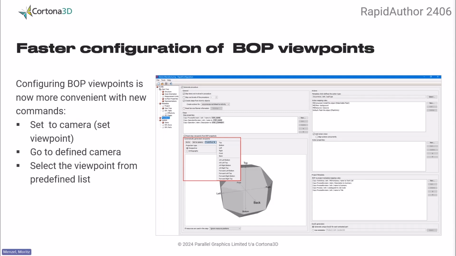We have also made it much more convenient to configure Bob viewpoints. The way we do this now is that you can select from a predefined list. I hope that's visible on the screenshot. You can set it to camera or go to a defined camera.